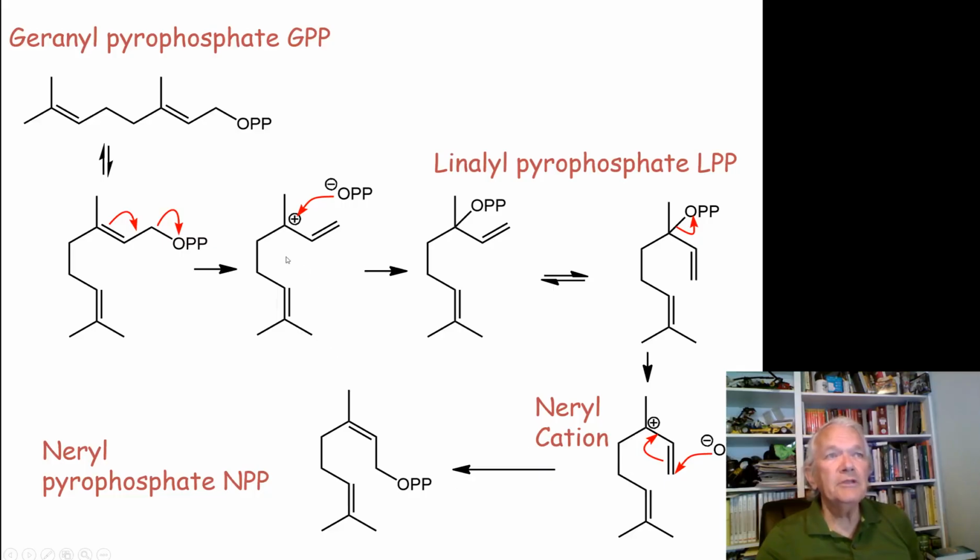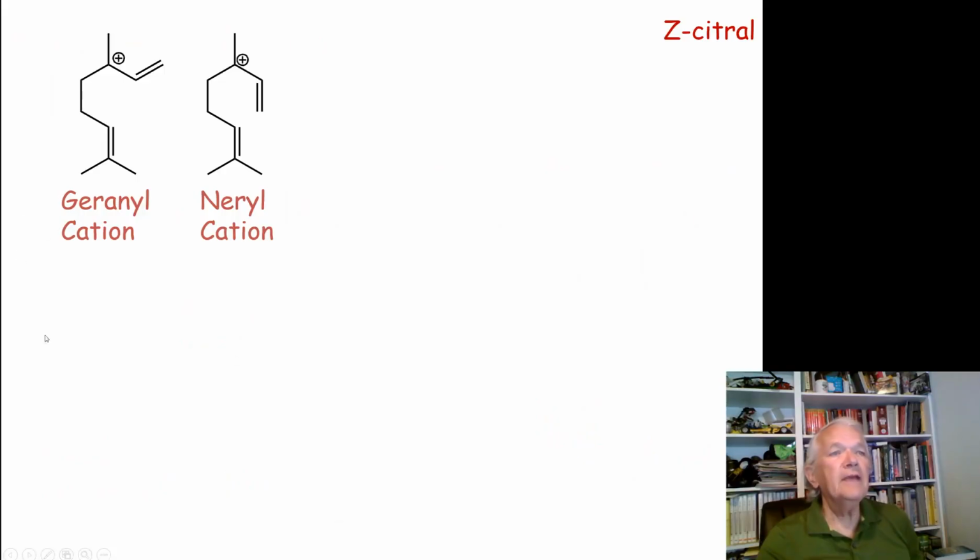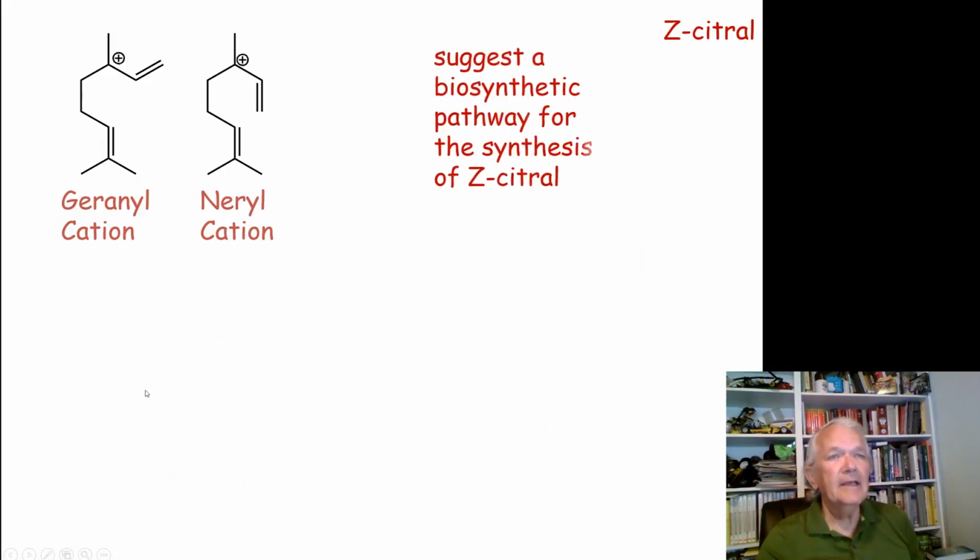So this is called the neryl cation. This one up here would be the geranyl cation, and the neryl cation will do other reactions as well, as we'll see in a second. Okay, so geranyl cation, neryl cation. Now here's a natural product, citral. It's a component of citrus. It's called Z-citral because there's the other isomer where you flip the stereochemistry of this double bond.